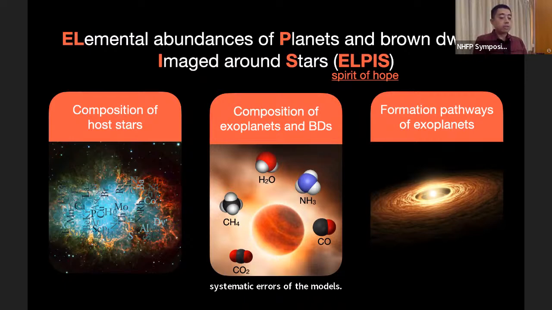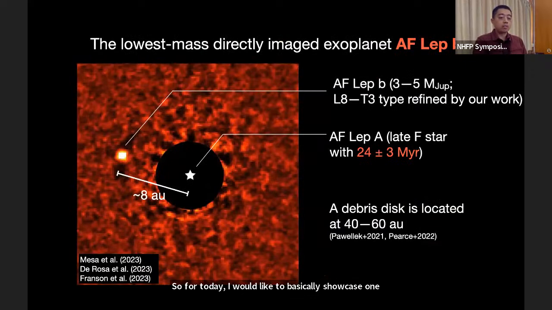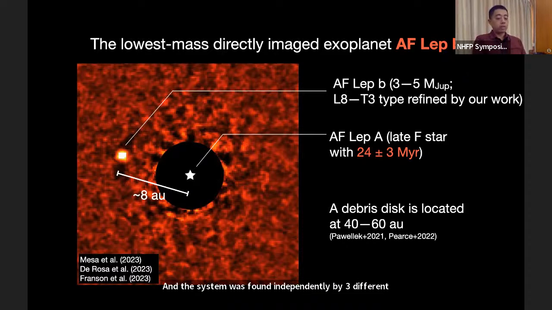So for today, I would like to showcase one system to demonstrate how our analysis works. This is a recently discovered planetary system, AF Lep A plus b. The planet here is remarkable because it has a directly measured mass of around 3 Jupiter masses. And this mass is basically the lowest, or to be safe, among the lowest of the imaged planets found so far. And the system was found independently by 3 different groups back in February this year. The host star is young, 24 million years, and there's a debris disk at 50 AU.